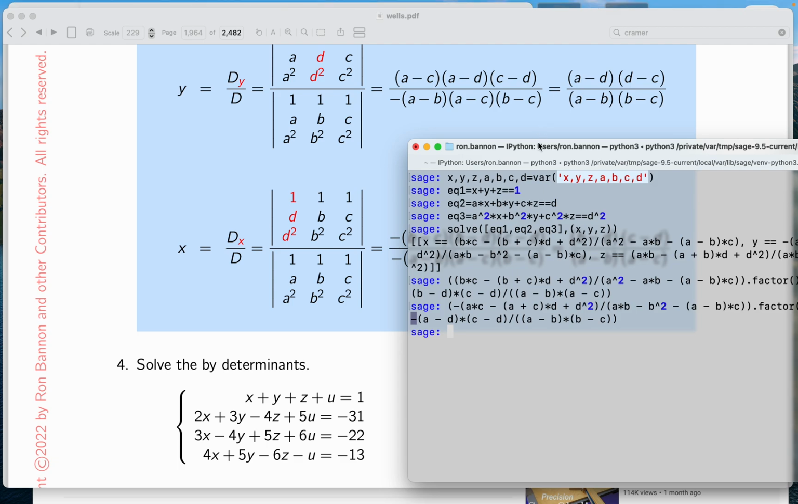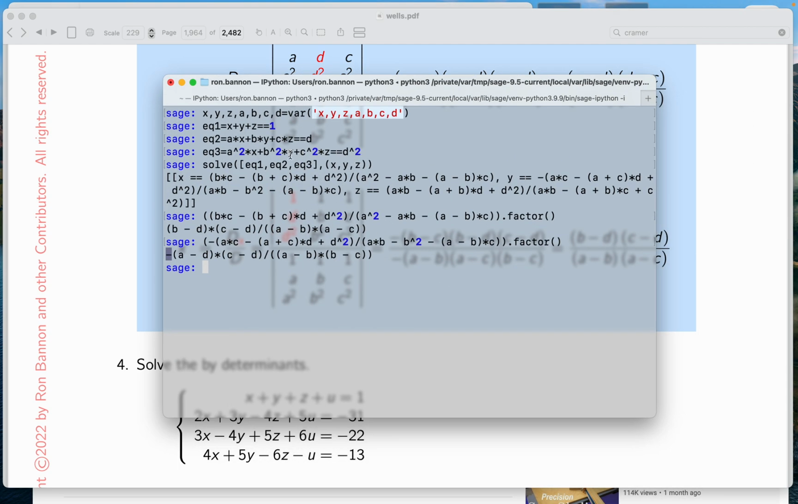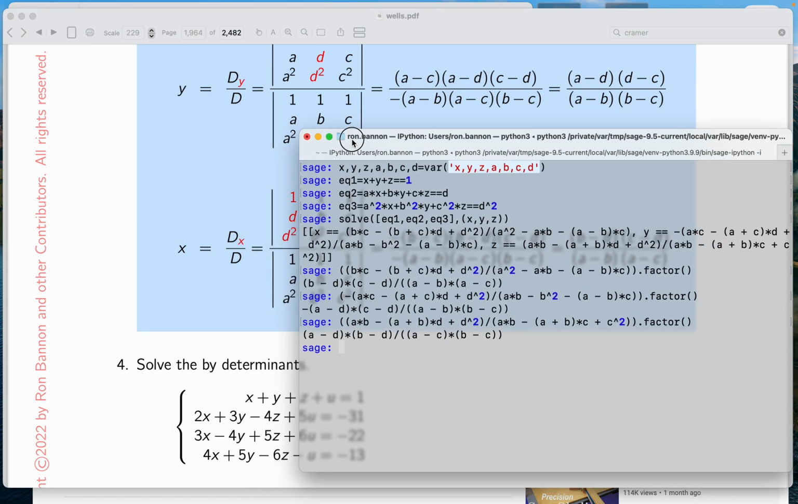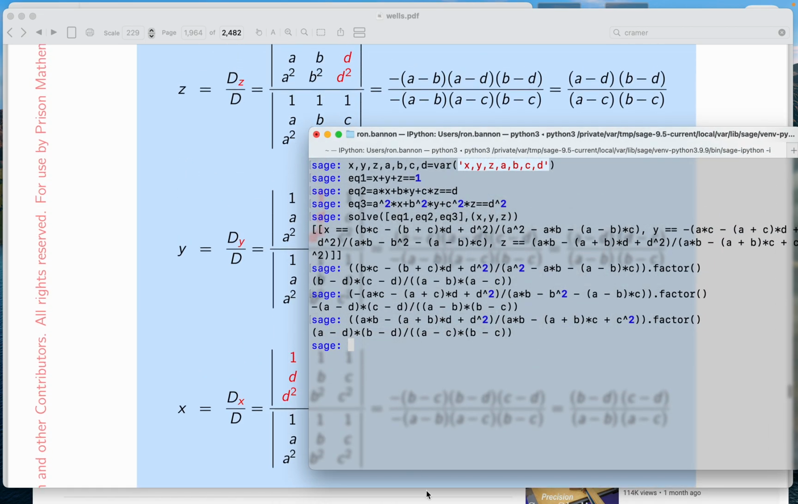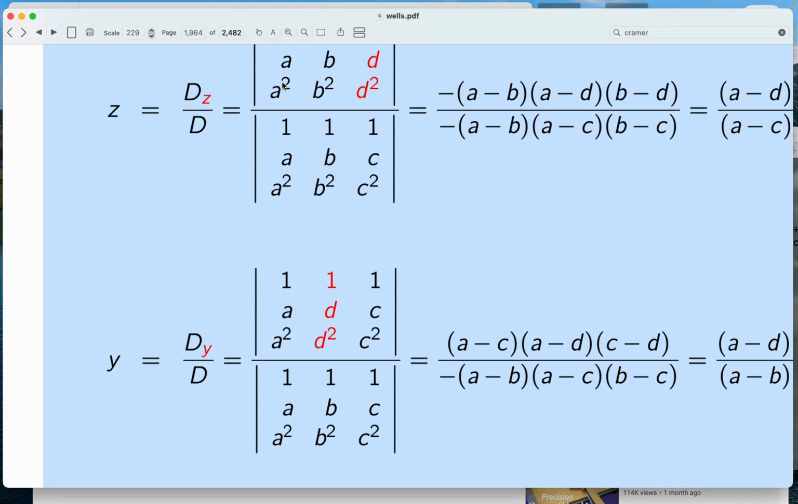Let's do the last one, which is Z. Let's see how we're doing over here. And this is Z. I'm just going to copy what Z is right over here, and I'm going to paste that in. And I'm going to factor it again, whoops, that's factor, right? And what do we get? Well, let's see if we got the same thing. Let's take a look at what I got. A minus D, B minus D, A minus C, B minus C. Everything is working as advertised, by the way. So yeah, it's a good check on what I've done over here.